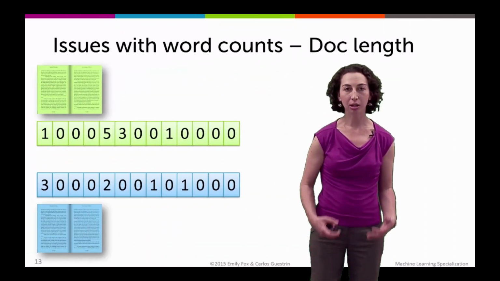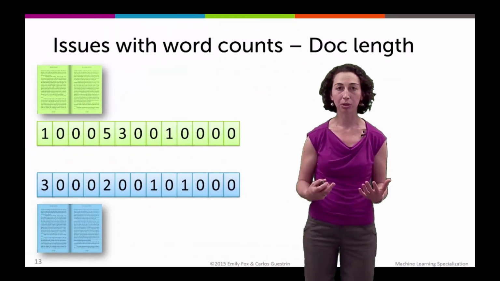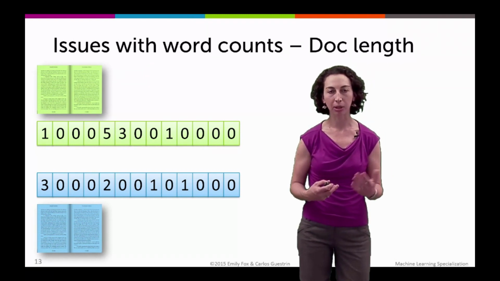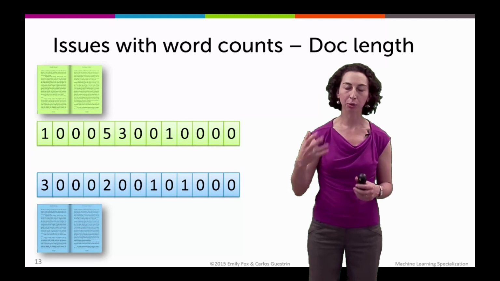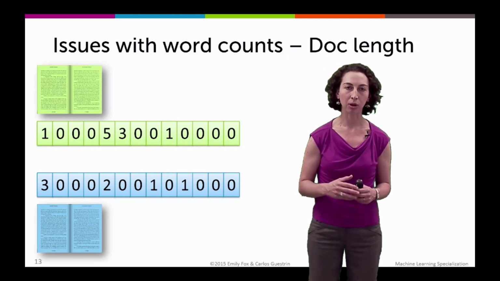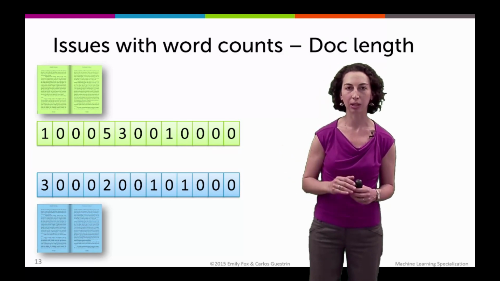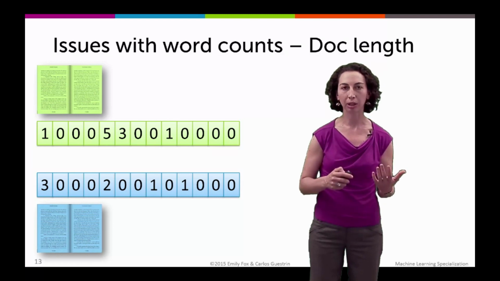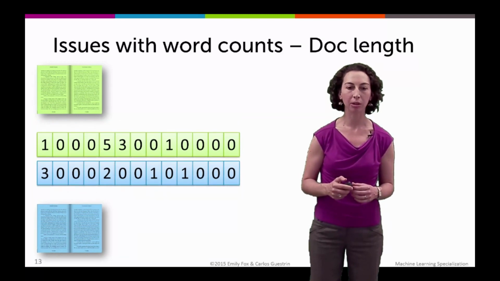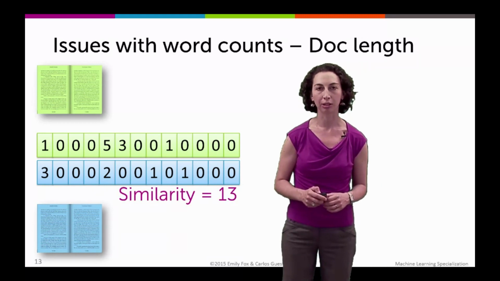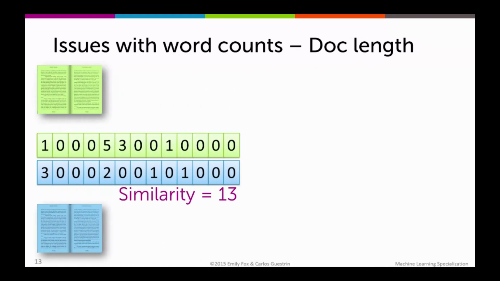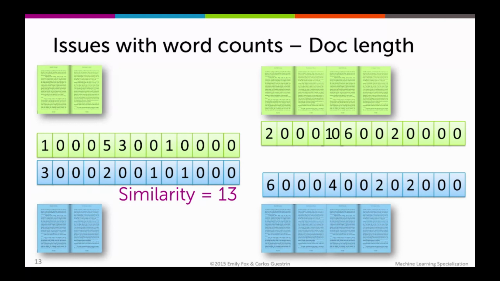Okay, so let's talk about an issue that arises when we use these raw word counts to measure the similarity between documents. So to do this, let's look at these green and blue articles that we had before. And so I'm repeating the word count vectors that we had. And what we calculated before was the fact that the similarity between these 2 articles that are both about soccer is 13. Okay, but now let's look at what happens if we simply double the length of the documents.